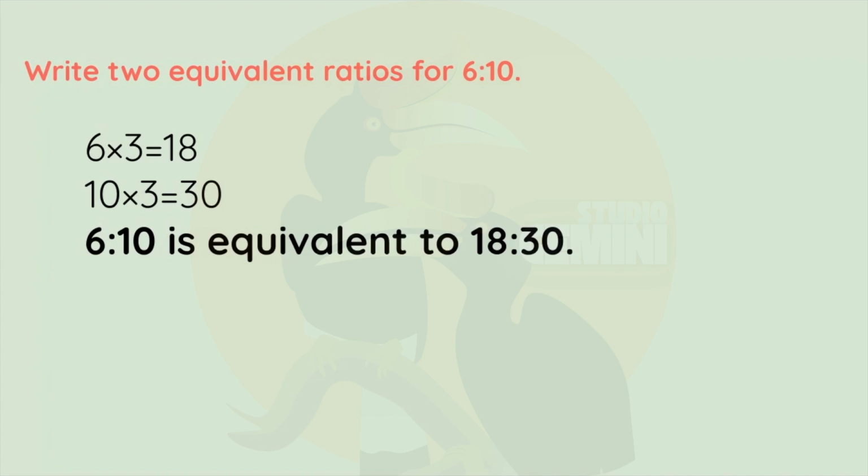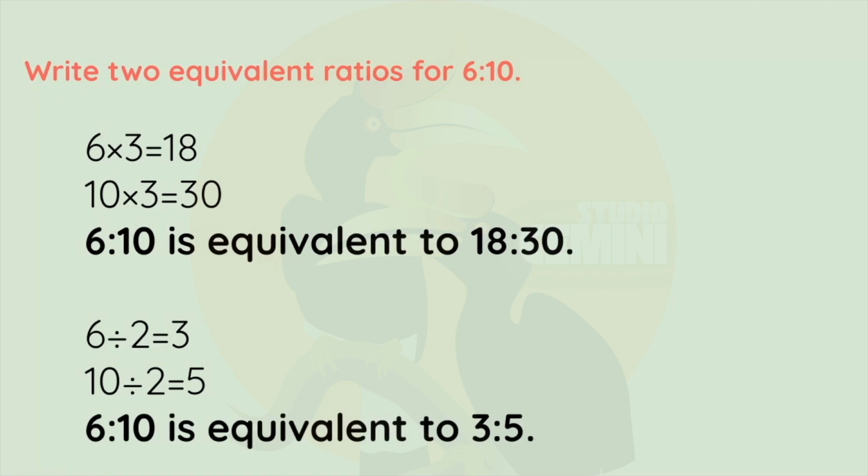I can also come up with an equivalent ratio by dividing both numbers by any number. I'll choose 2. So going back to the original ratio, 6 to 10, 6 divided by 2 equals 3, and 10 divided by 2 equals 5. So 6 to 10 is equivalent to 3 to 5 as well. As you can see, when writing equivalent ratios, there are many possibilities. You can use either multiplication or division to write equivalent ratios, as long as you multiply or divide both numbers in the given ratio by the same number.